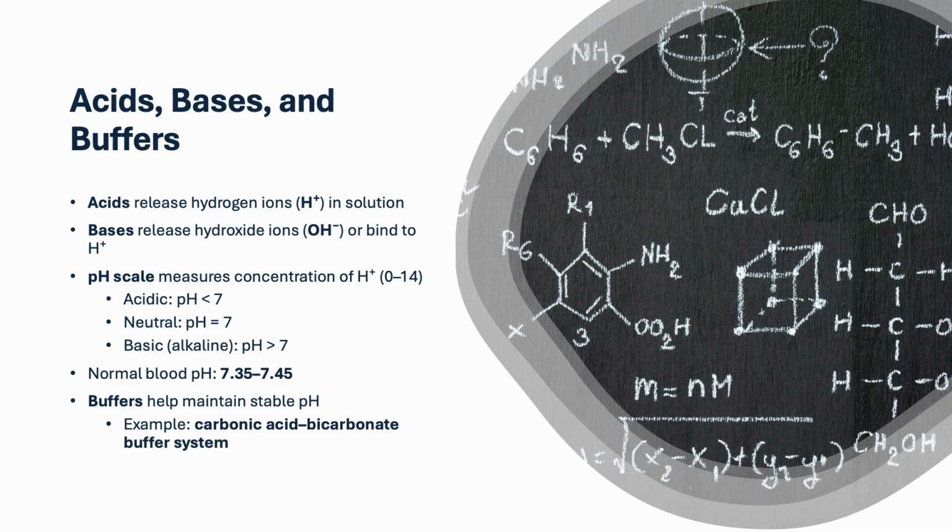Most body fluids are near neutral, but blood in particular must stay tightly between 7.35 and 7.45. If pH drifts outside that range, cells and enzymes can't function properly. That's where buffers come in. These are chemical systems that resist drastic changes in pH. The key example is the carbonic acid bicarbonate buffer in the blood, which helps stabilize pH by absorbing and releasing hydrogen ions as needed.